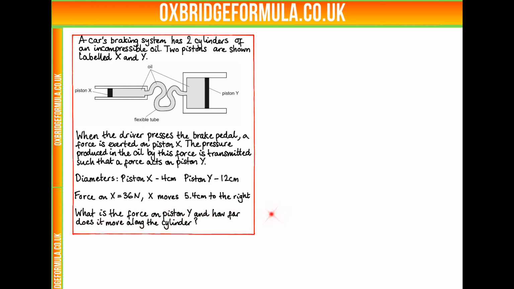So this topic may remind you of something from GCSE, which is called hydraulics. And the first thing we should remember is that the pressure is a constant in this. So pressure is constant, which we know from the definition of pressure is the force over area. So Fy over Ay is equal to Fx over Ax. So how can we get the force on piston Y? We can just rearrange this equation.